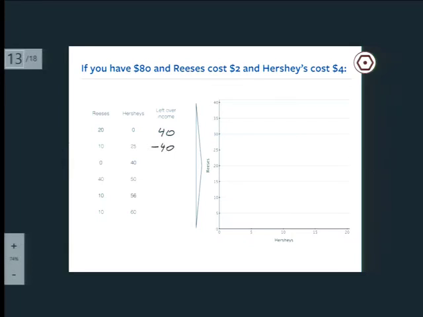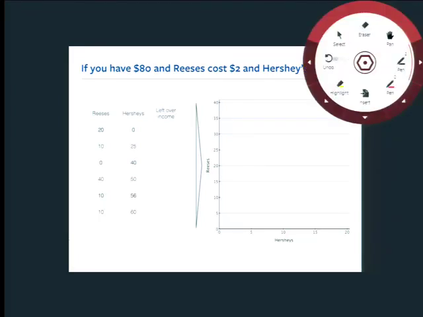If you're consuming 0 Reese's and 40 Hershey's, Hershey's are $4 a bag. Did I get these switched? Oh, man. You know what this thing did, or I did? $1 for the person that recognizes what's going on here. Do you recognize the marginal utility of Reese's in the right column here? I do.